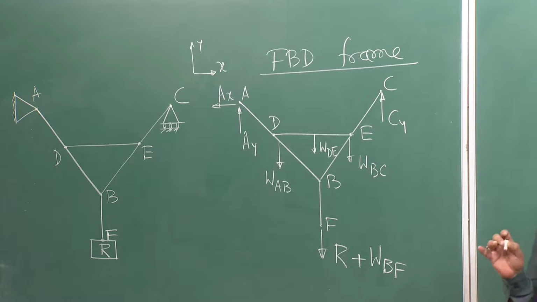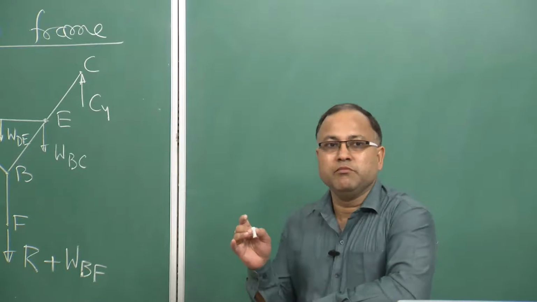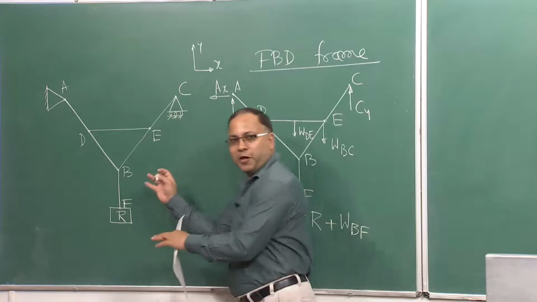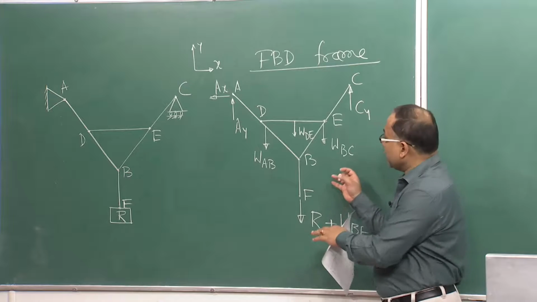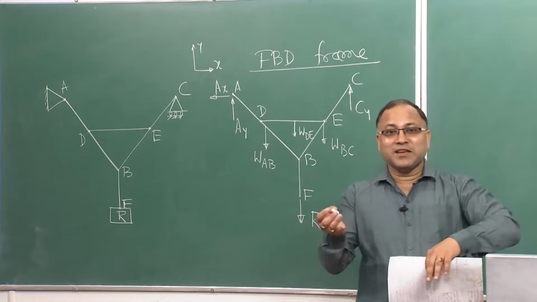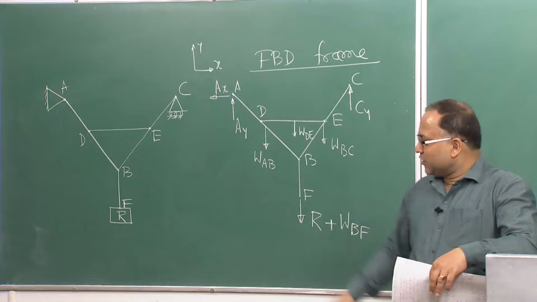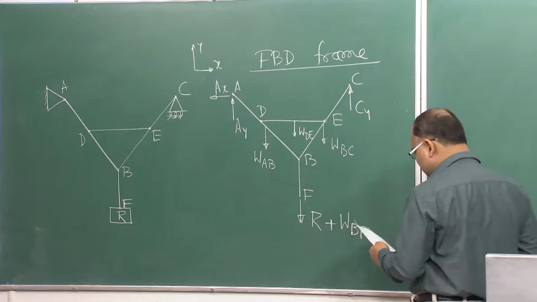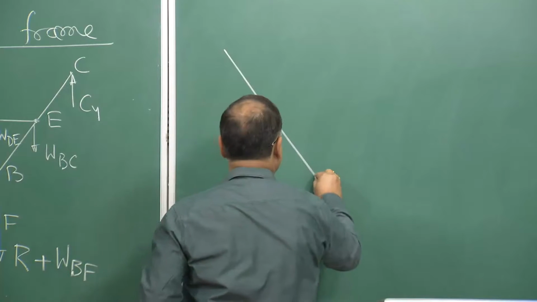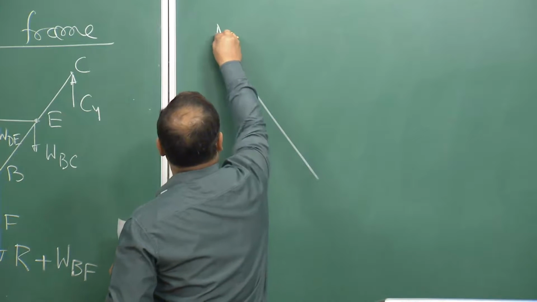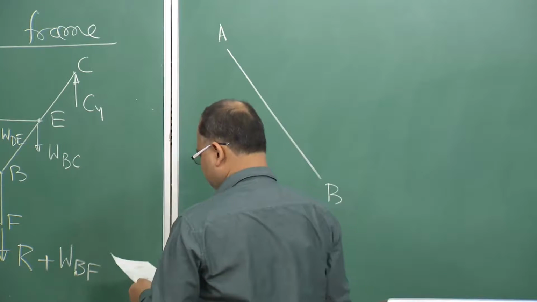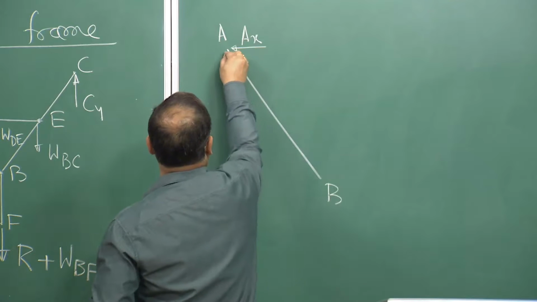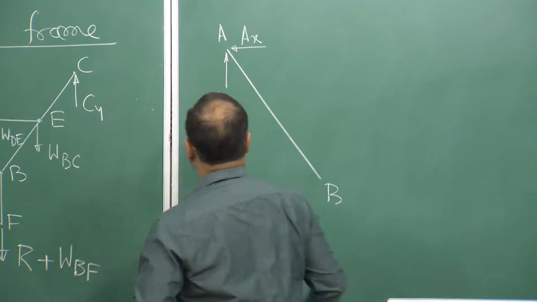Now, I want to draw the free body diagram of individual members. So, from the macro system I am coming to the micro system, then from the micro system I am going to the nano system, something like that, if you try to map like this. Now I want to draw the free body diagram of each and every individual member. Let us draw that. So, this is my AB member. I have Ax, Ay here.